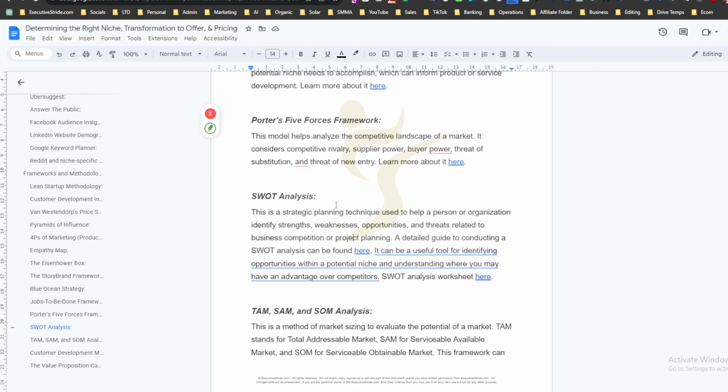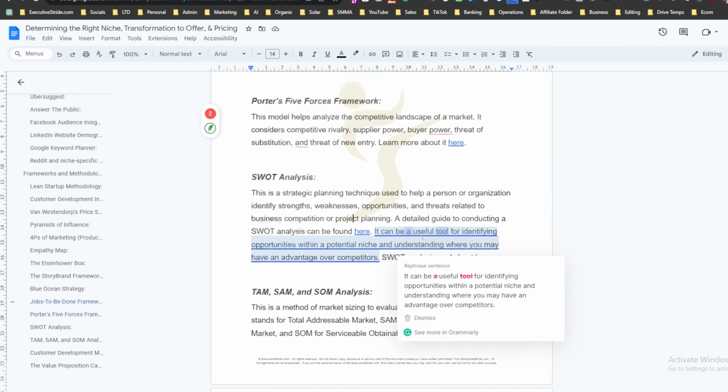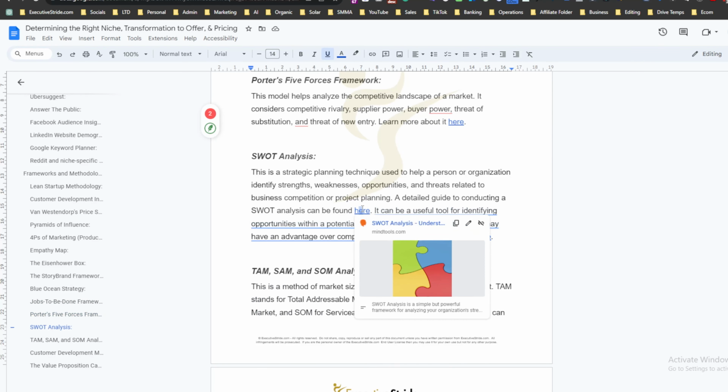So SWOT analysis, this is a strategic planning technique used to help a person or organization identify strengths, weaknesses, opportunities, and threats related to business, competition, or project planning. A detailed guide to conducting a SWOT analysis can be found here.